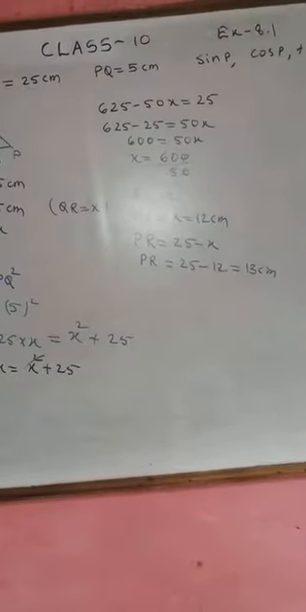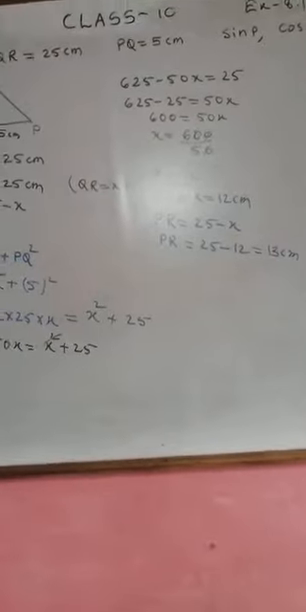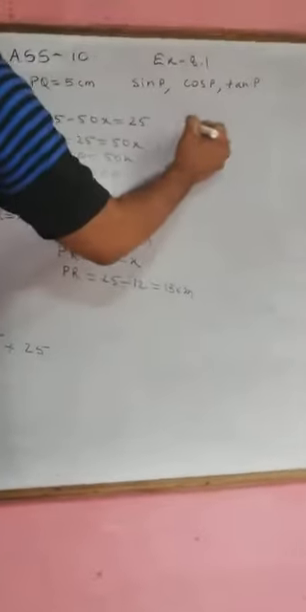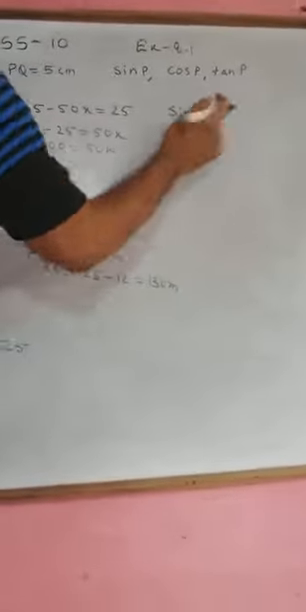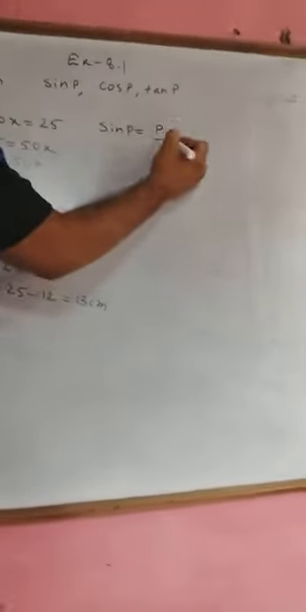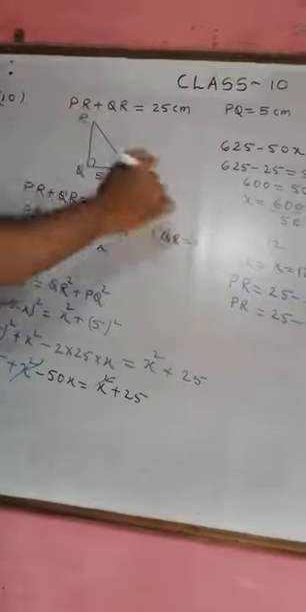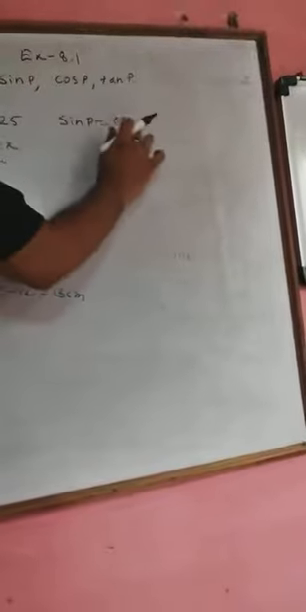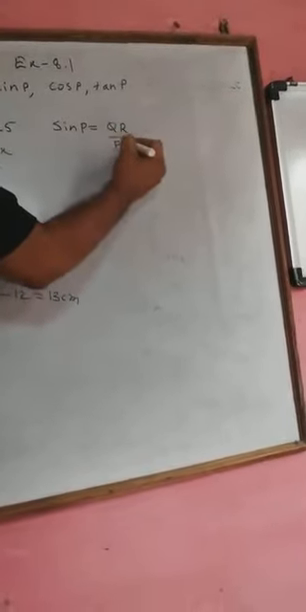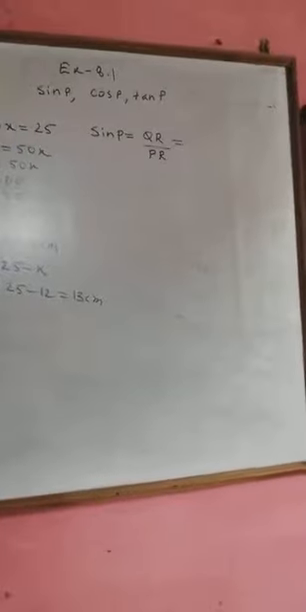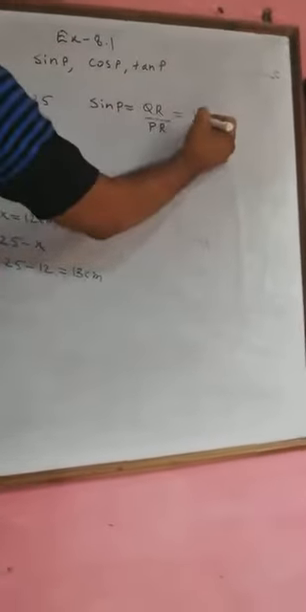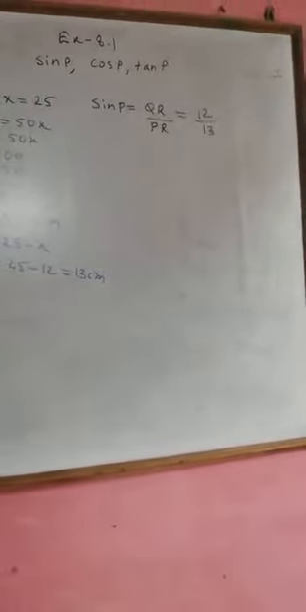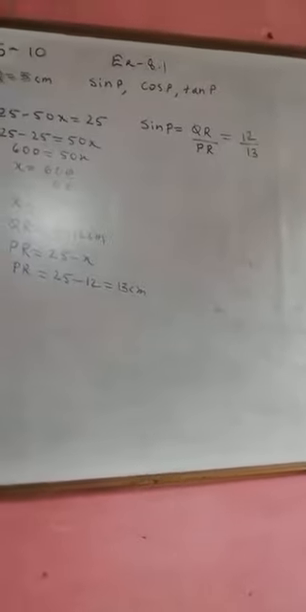Now we have to find the value of sin P. The formula for sin P is perpendicular upon hypotenuse. So for P, the perpendicular will be QR. QR upon hypotenuse, which is PR. QR we got 12 centimeter. Hypotenuse is 13. So sin P is equal to 12 upon 13.